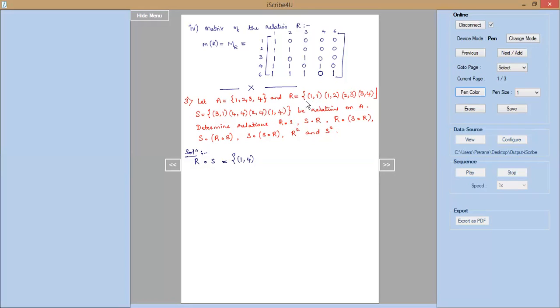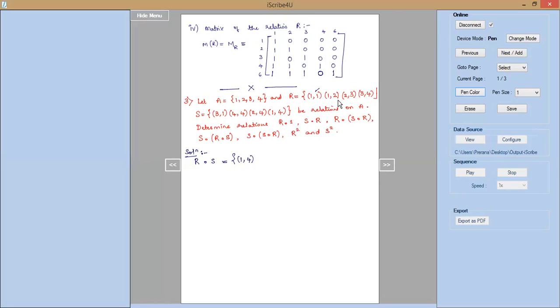I repeat, if (A, B) belongs to R and (B, C) belongs to S, then (A, C) belongs to R composition S. That is the definition for composition of two relations. So (1, 1) belongs to R, (1, 4) belongs to S. That is why (1, 4) belongs to R composition S. Now next element. Starting with 1, there are no more elements. So (1, 1) work is over. I'll just put a tick here for understanding purpose.